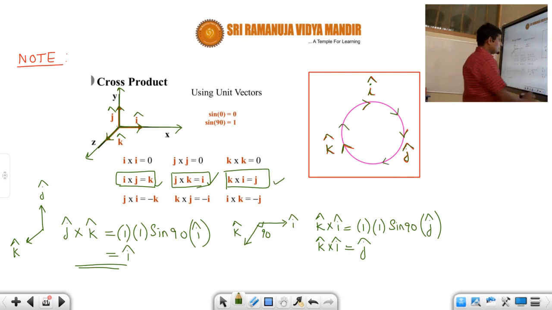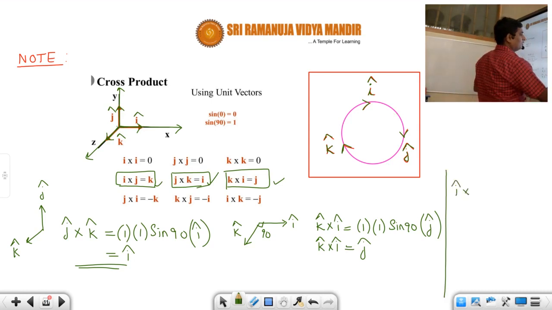Now, suppose you want i cross j. First i and then j are in order only. So what is the next one, students? k. Therefore, immediately you can write k.